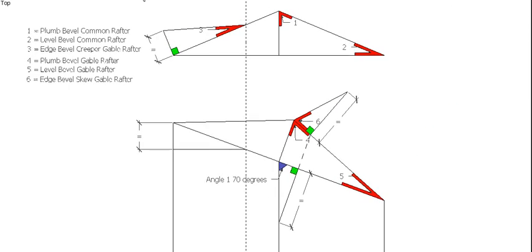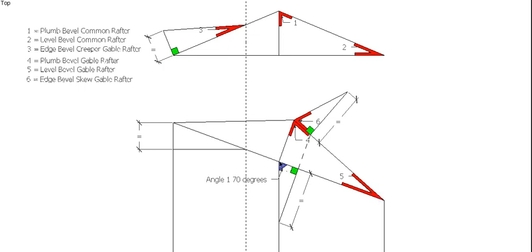Then we need the edge bevel for the gable rafter. As you can see here, we used the true length of our rafter, and then we worked out this line. The way we work out that line is by using the tan of this angle and this dimension.